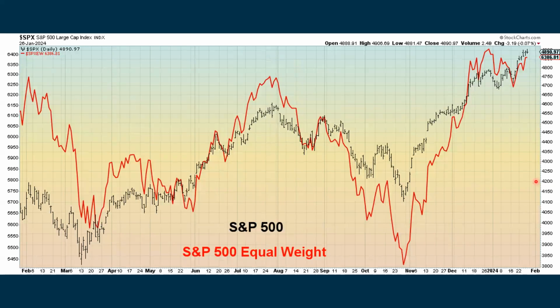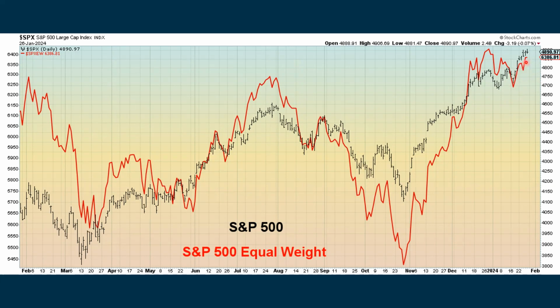Some different indexes, and I show this in every daily video. The red line is the equal weight index. That's where all stocks are treated the same. The bar chart on here is the S&P 500 weighted index, and when the big mega caps go up or down, they have more of an influence on the S&P 500. So we try to keep an eye on the relationship between these two.